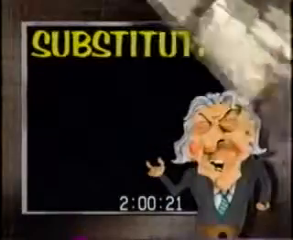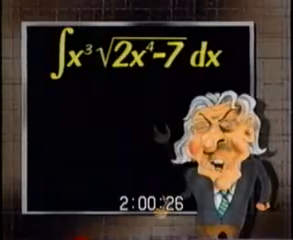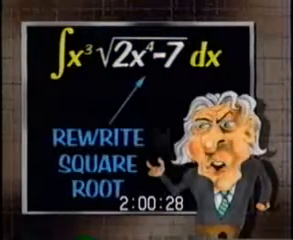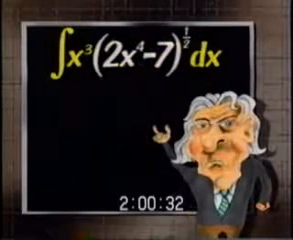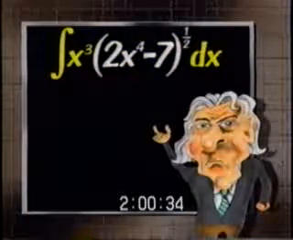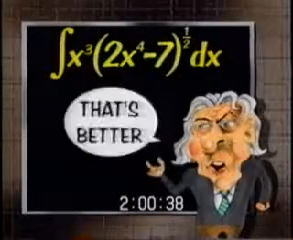This substitution rule is kind of similar to the chain rule from our first video. To use this rule, we need to take this hunk of a function and rewrite it in a more manageable form. Remember how we can rewrite our square roots? Well, let's do it. Let's rewrite this as x cubed times the quantity 2x to the 4th minus 7, to the 1/2 power. That's better.